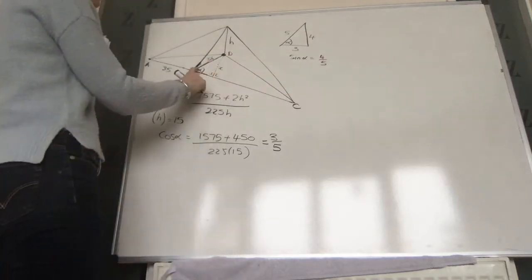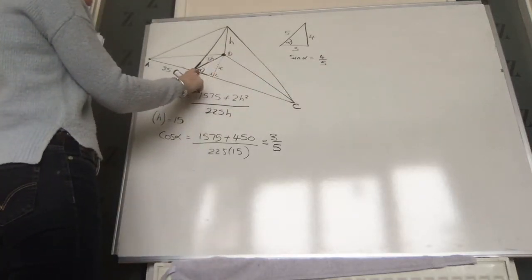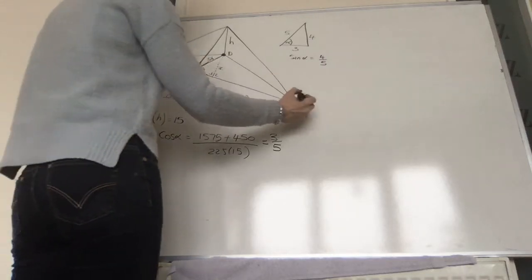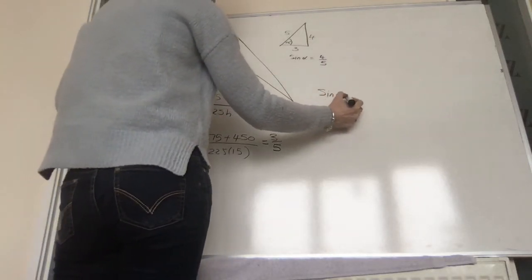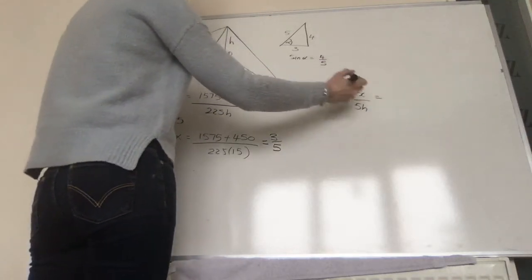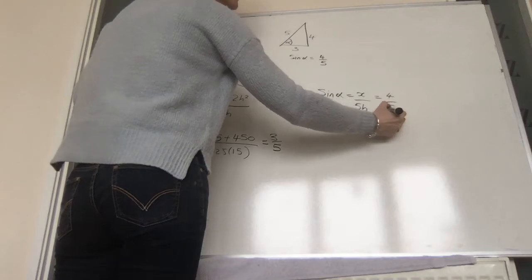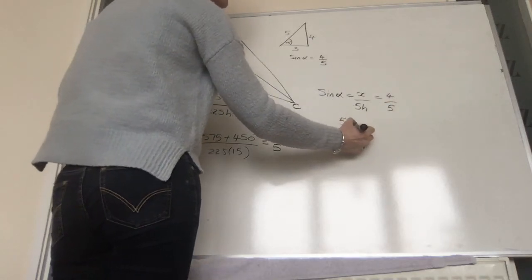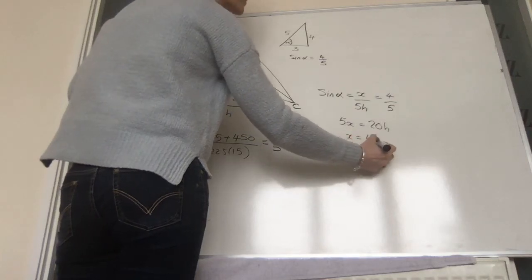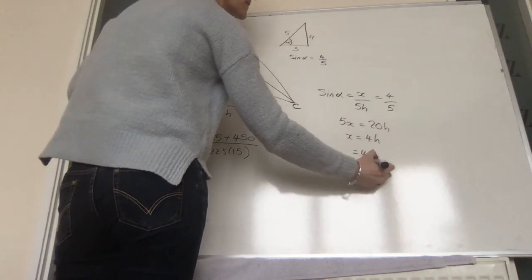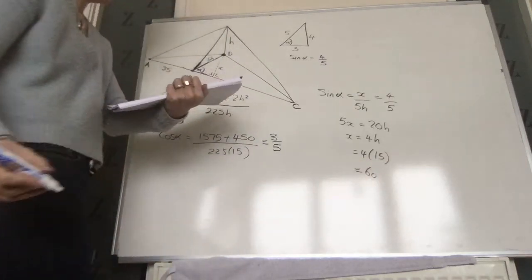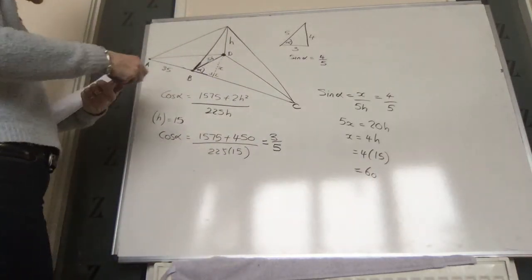Now, why do we want the sine? We know that the sine of alpha is x over 5h, but we also know that that is 4 over 5. So we get 5x is equal to 20h, x is 4h, which is 4 times 15, which is 60, hopefully. Yeah, 60 meters.